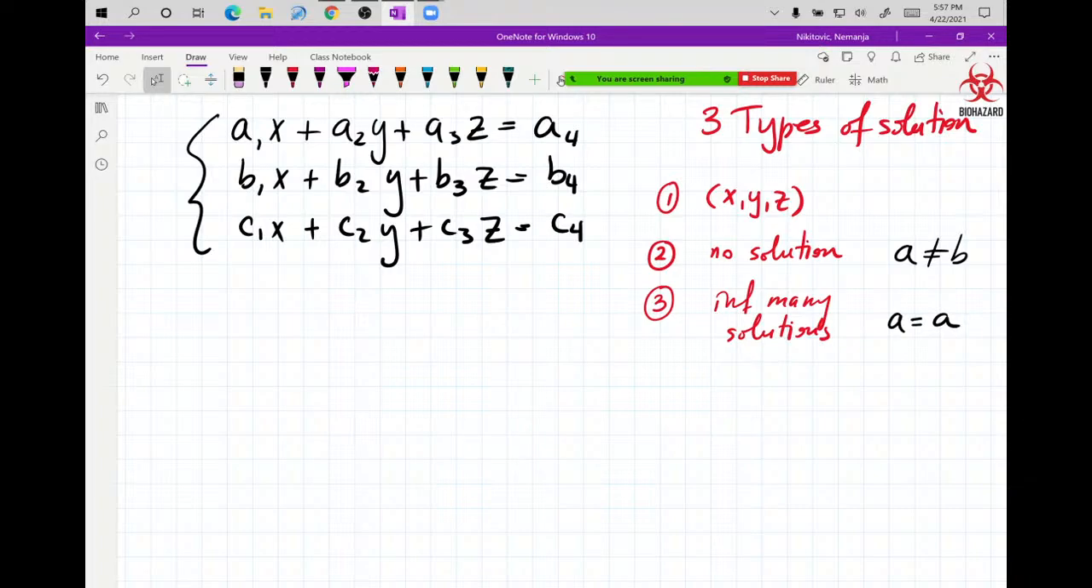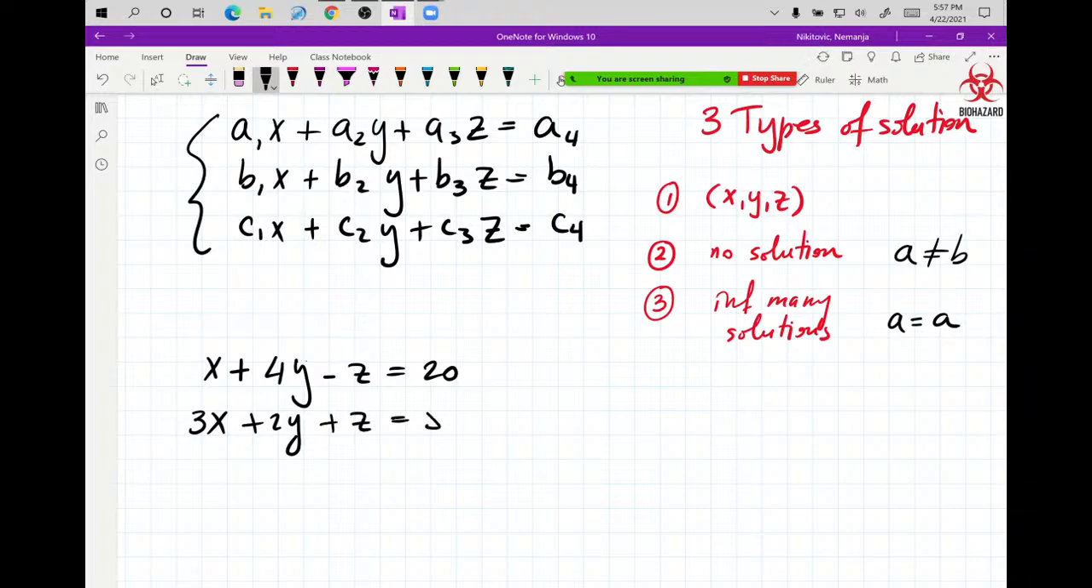Just going to steal an example from the homework real quick. So x plus 4y minus z equals 20. 3x plus 2y plus z equals 8. And 2x minus 3y plus 2z equals negative 16.